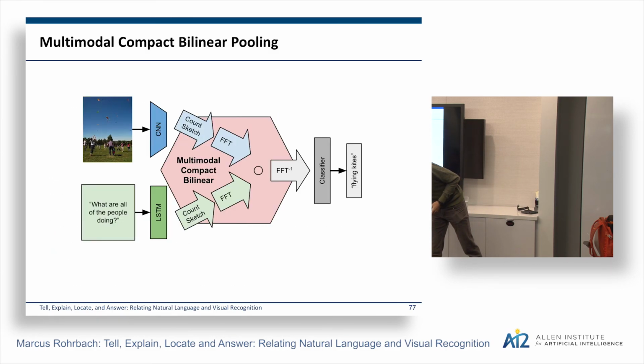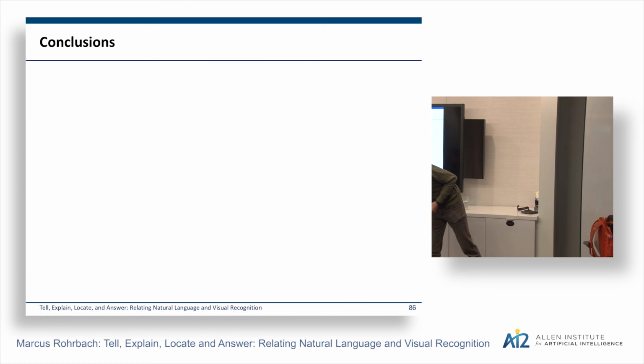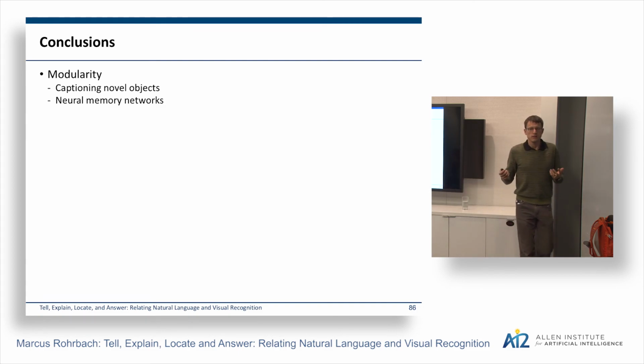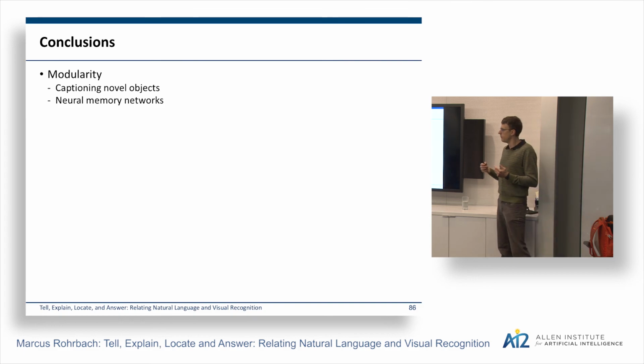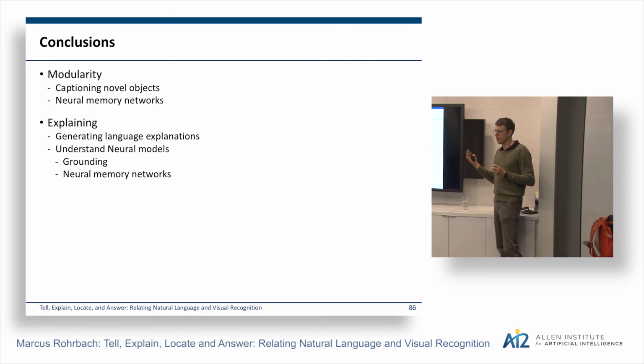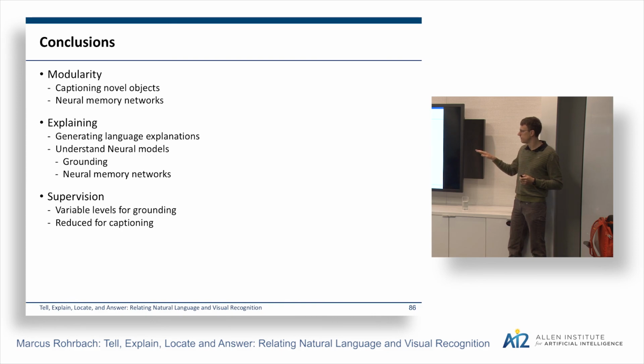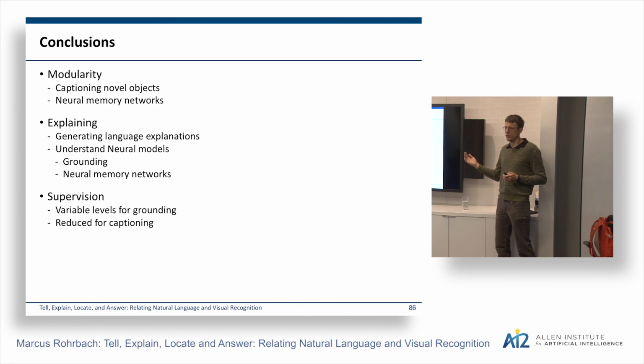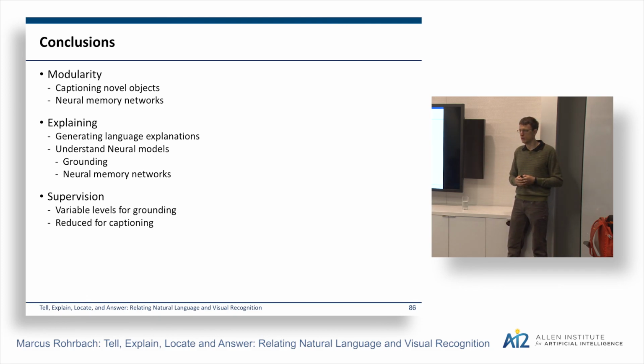And I think I should conclude at that point, saying that I showed you these 4 different tasks, and on the one hand, they are modular. For example, when we caption novel objects, we try to be modular. And the neural memory networks are also modular because they have these different components. But we also are able to explain our networks to the user, and we want to also understand what our networks are doing. For this, we looked at grounding natural language, but also our neural networks. If you remember, they are these individual blocks, so we can understand what each of the components is doing. And for supervision, I shortly talked about that we have variable levels for grounding, and for the captioning of novel objects, we didn't actually need training data for all of those different aspects.